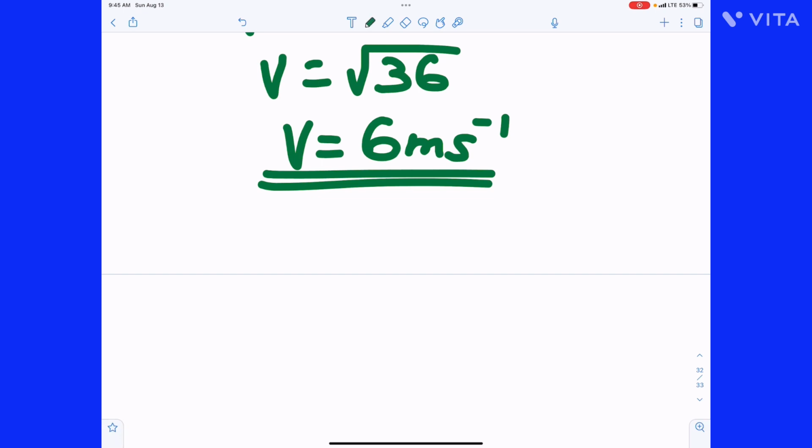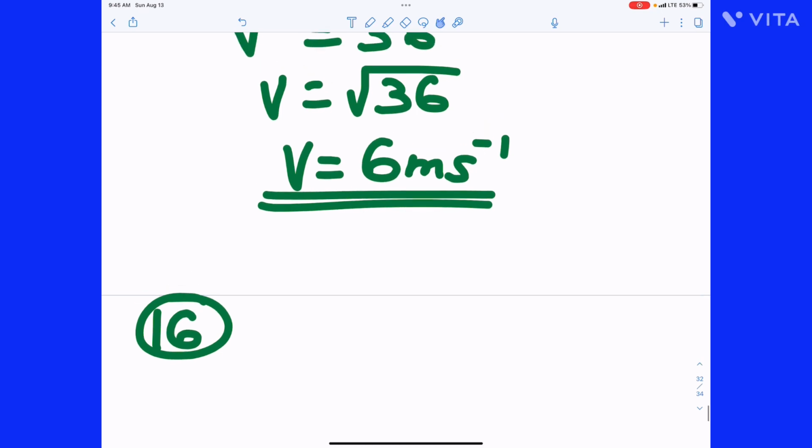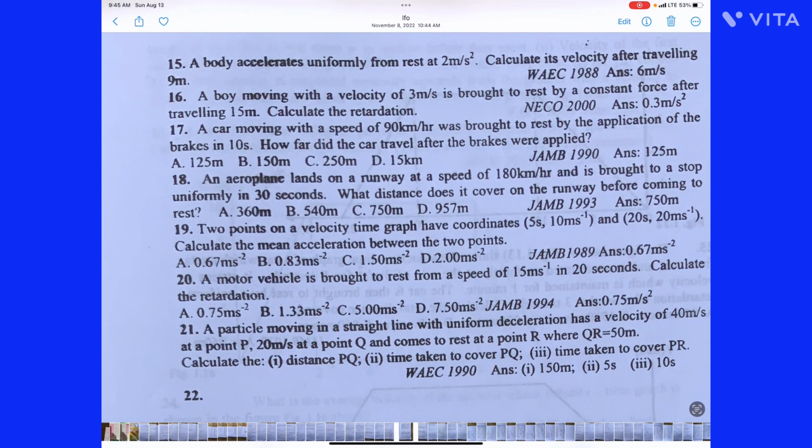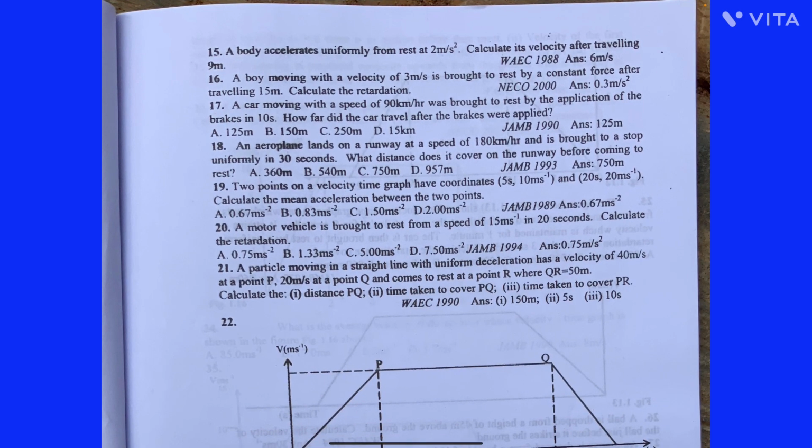Let's go to question 16 next. Here it says a boy moving with a velocity of 3 meters per second is brought to rest by a constant force after traveling 15 meters. Calculate the retardation.